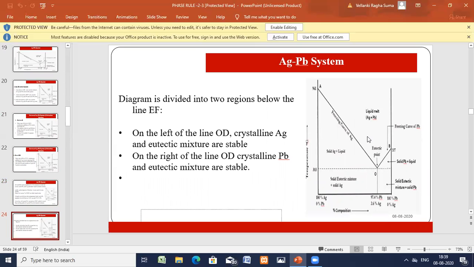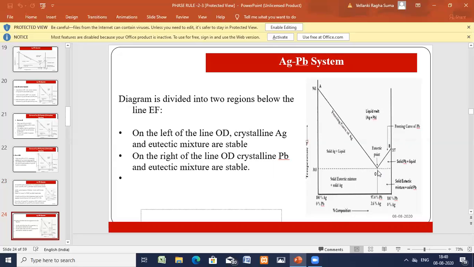Now, this diagram has two more regions. I told you about E and F, and already explained it, but still the slide is shown here. I'm going to show you the slide and explain once again. The diagram is divided at E, F. Here it is not written E, and this point is F. Below this line, on the left, is the OD line. This is D. E, F, and D. Below the EF line, you have the OD line. Crystalline Ag and solid eutectic mixture are stable here.